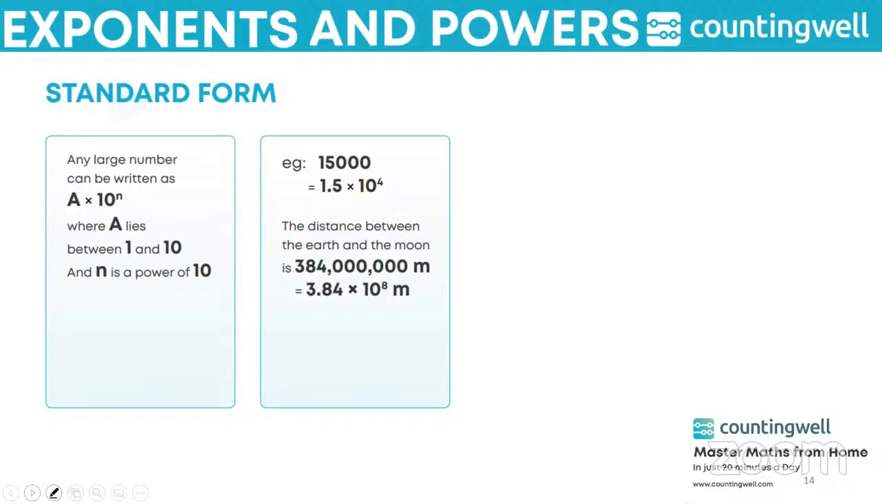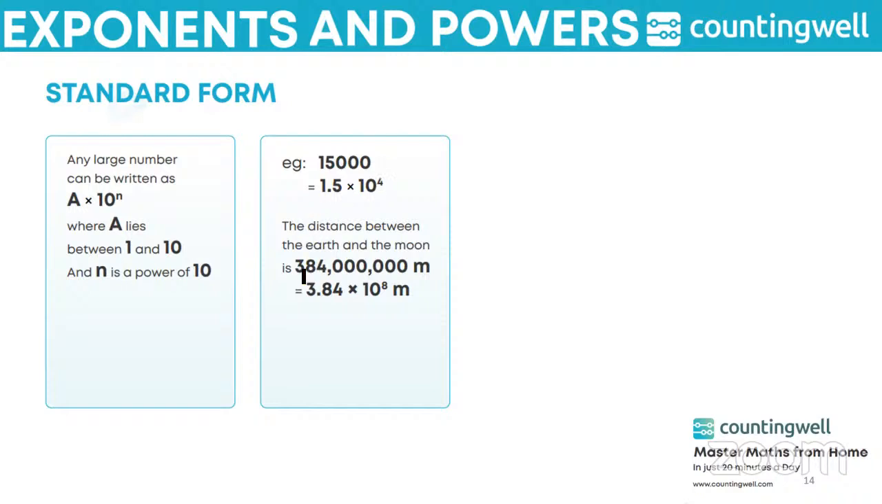Next, let us see what is the standard form of any large number. Any large number can be written as a into 10 raised to n, where a lies between 1 and 10 and n is the power of 10. We usually use standard form for large numbers when we have to avoid writing big numbers on a page. So instead of writing 4 zeros after 15, we can write it as 1.5 into 10 raised to 4.